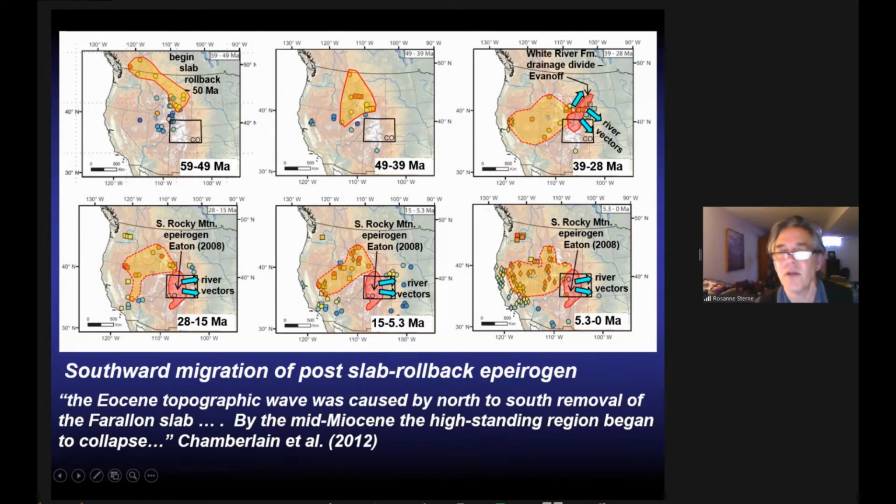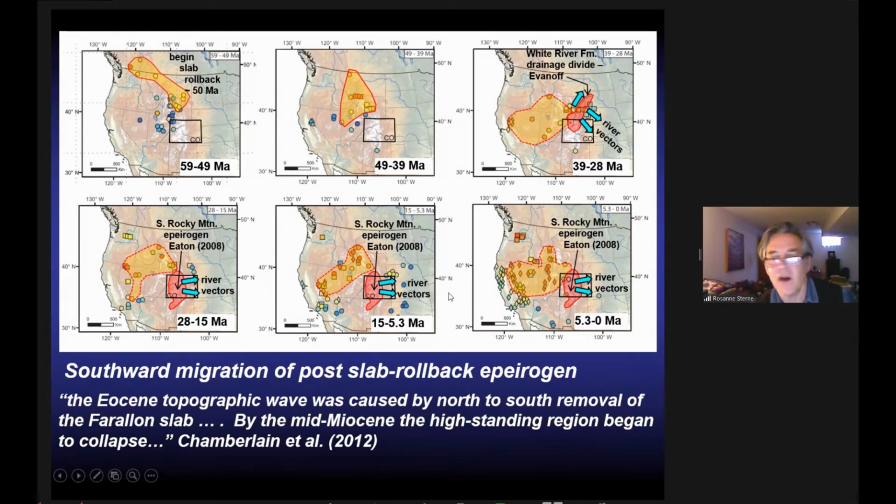Unfortunately for Colorado, he doesn't have much data. So what I've added in here is a drainage divide that Emmett Evanoff has spoken about recently, and Sealand et al. For the Middle Eocene had a continental divide and huge drainage divide centered up in Wyoming.